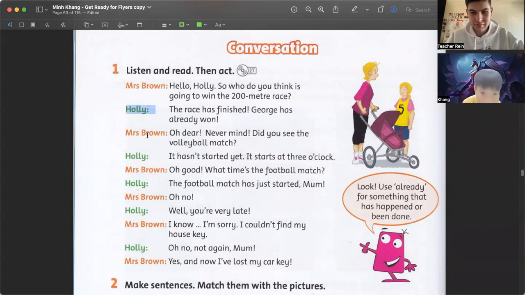The race has finished. George had already won. Oh dear, never mind. Did you see the volleyball match? It hasn't started yet. It starts at 3 o'clock. Oh, good. What time's the football match? The football match has just started. Mom. Started? Mom. Oh no. Well, you're very late. I know. I'm sorry. I couldn't find my house key. Oh no, not again, Mom. Yes. And now I've lost my car key.